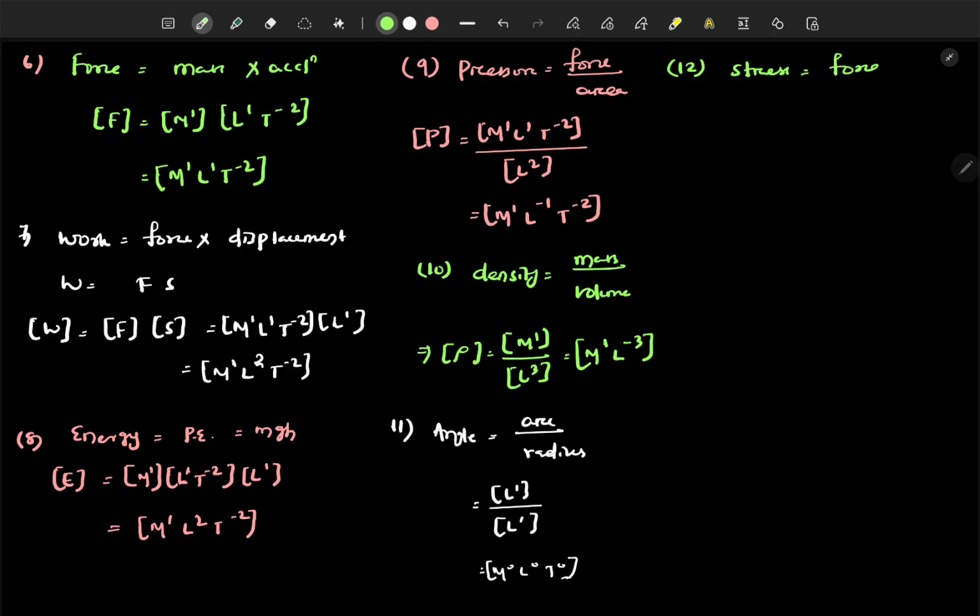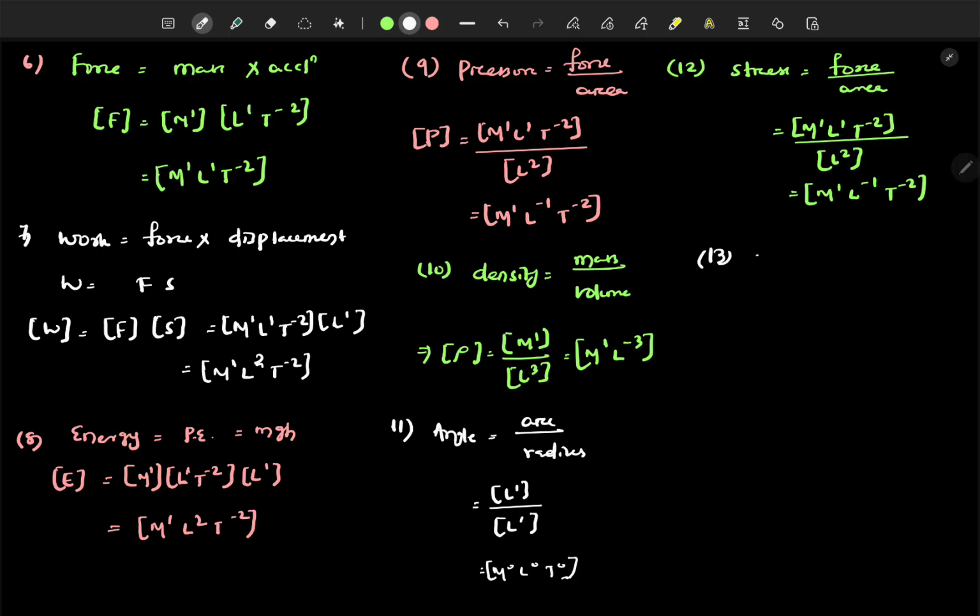Stress formula is, this is a new quantity for you, force by area. Stress is equal to force by area. So what is the dimension of force? Dimension of force is M1 L1 T minus 2, divided by area dimension L2. So after solving you will get M power 1, L power 1 minus 2 is minus 1, T power minus 2. Yes. Then stress and pressure have the same dimension.